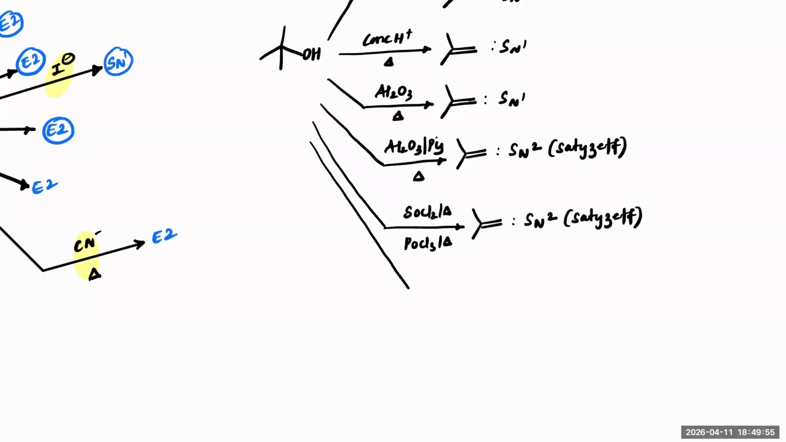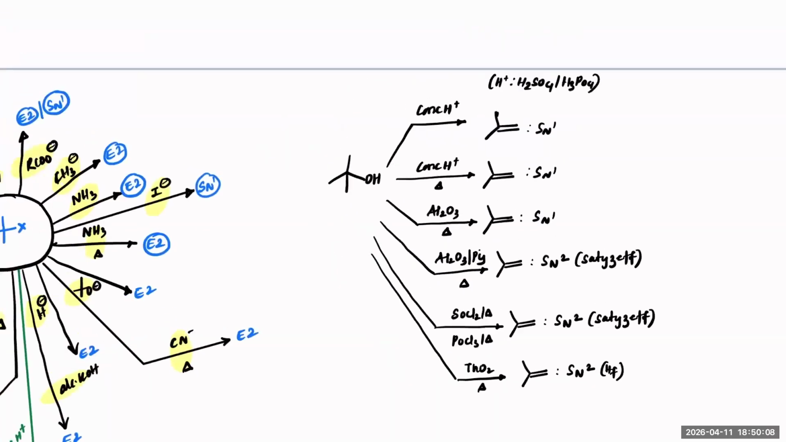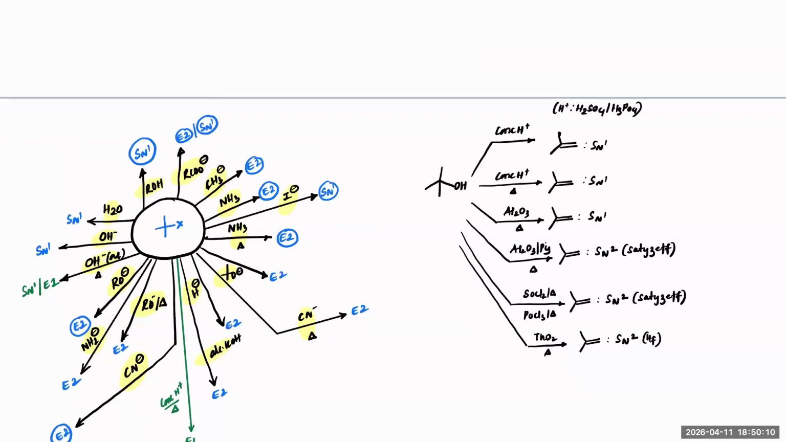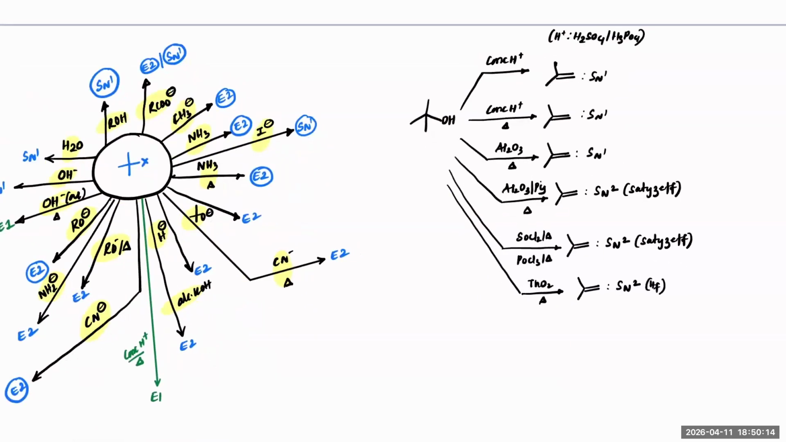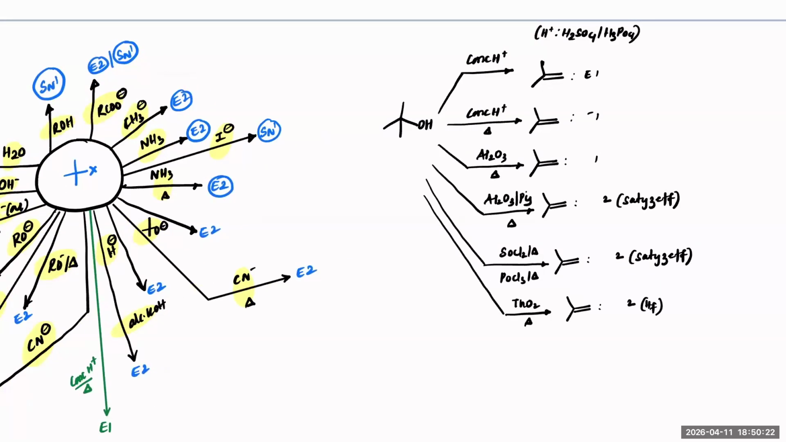And lastly, if you have thorium dioxide and heat, you will get the same product, but this time it will be Hofmann. If there is a possibility of Hofmann, then it is Hofmann. Okay, so this is with alcohols. Typically with all alcohols, this is what you will notice. Sorry, I keep writing and suddenly it slips my mind. I'm talking all about eliminations.